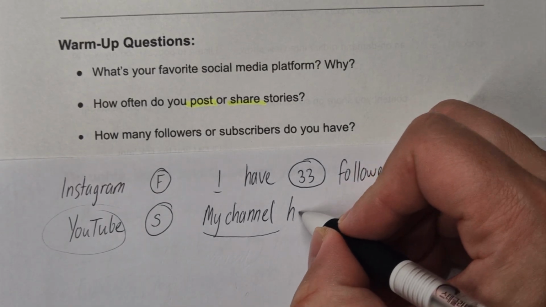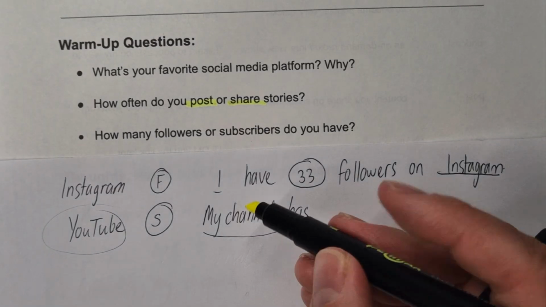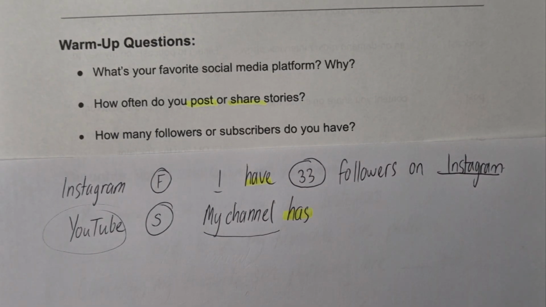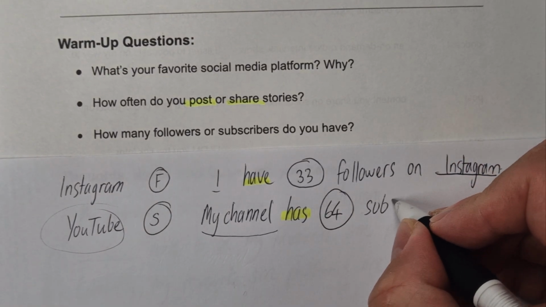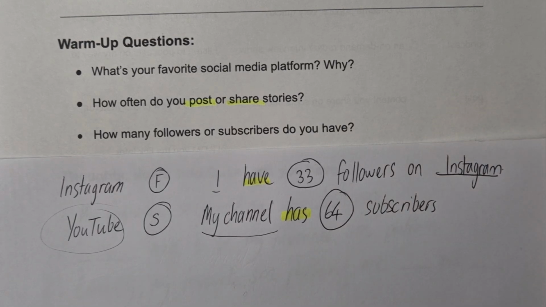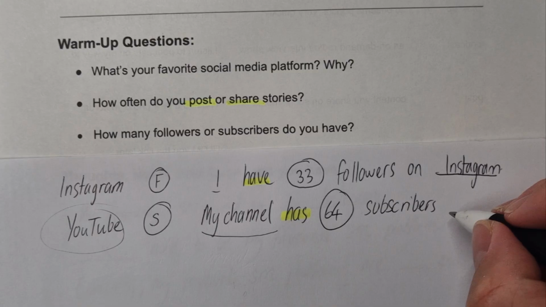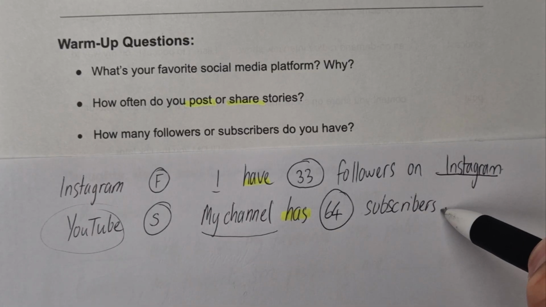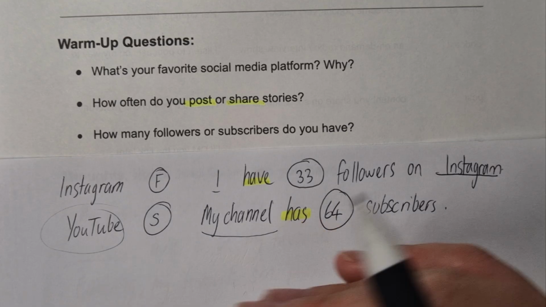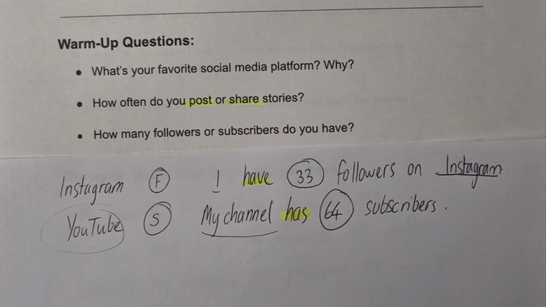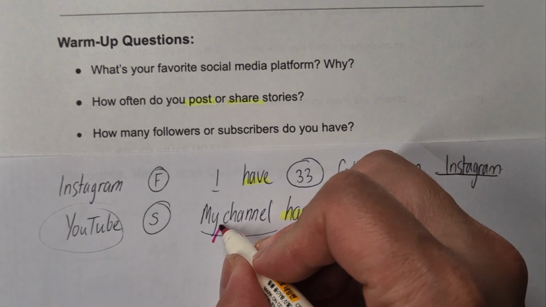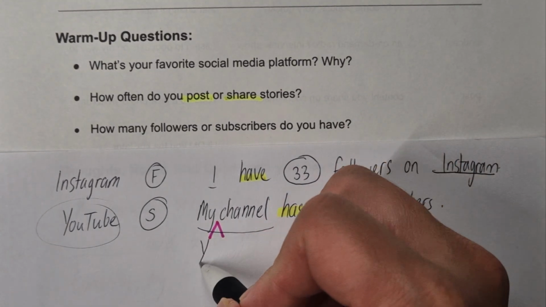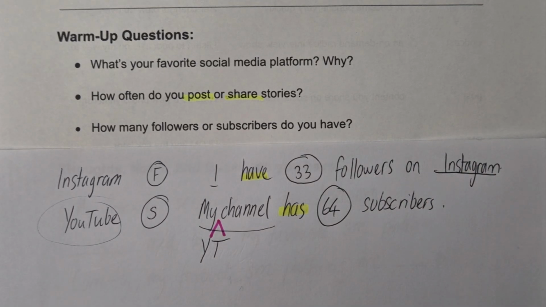So my channel has, notice the language difference, please. I have, my channel has, and let's do 64 subscribers. All right, my channel has 64 subscribers. Here we don't mention YouTube, so we could if we wanted to, but someone might ask you, how many subscribers do you have on YouTube? Well, my channel has 64 subscribers. If they don't ask you about YouTube, you want to add that in. So then we would have my YouTube channel has 64 subscribers.